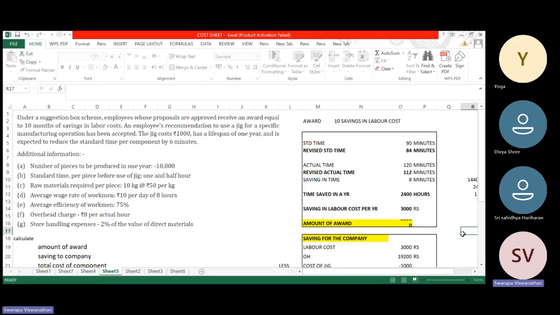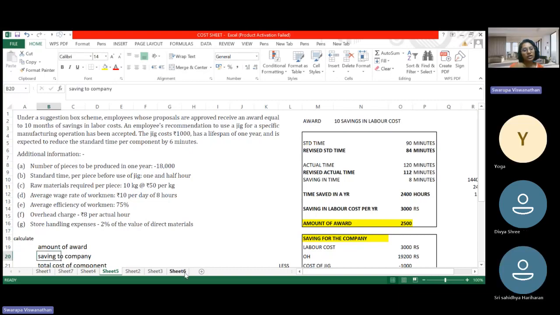Okay. Now, next part. What is the total saving to the company? Now, total saving to the company is not going to be 3000. Right? This 3000 rupees is only with respect to the labor component. If you see overheads, overhead is 8 rupees per actual hour. So overheads also for 2,400 hours, we will be saving the overheads because 2,400 hours is reduced for 18,000 units. Now we need lesser number of hours only because we are saving 8 minutes in each production.